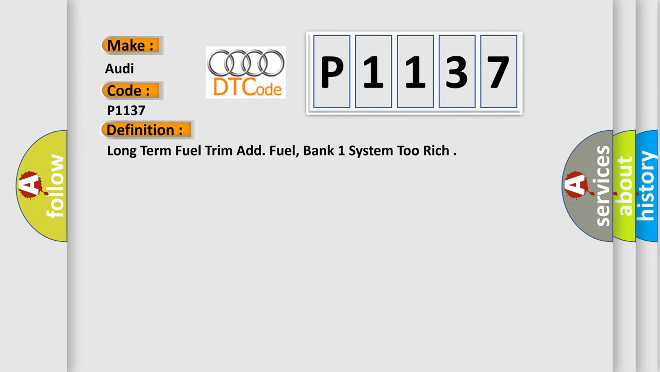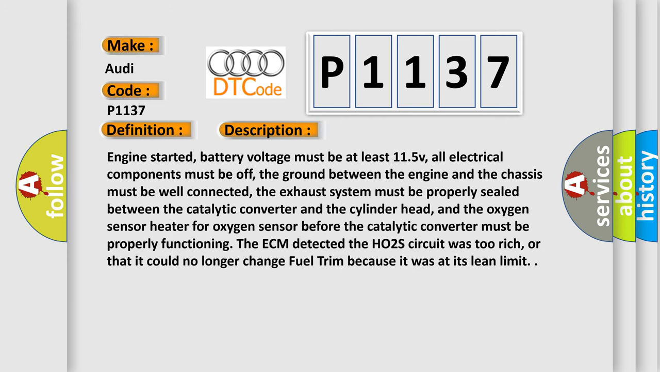The basic definition is long-term fuel trim add fuel, bank 1 system 2 rich. And now this is a short description of this DTC code. Engine started, battery voltage must be at least 11.5V, all electrical components must be off, the ground between the engine and the chassis must be well connected, the exhaust system must be properly sealed between the catalytic converter and the cylinder head, and the oxygen sensor heater for the oxygen sensor before the catalytic converter must be properly functioning. The ECM detected the HO2S circuit was too rich, or that it could no longer change fuel trim because it was at its lean limit.